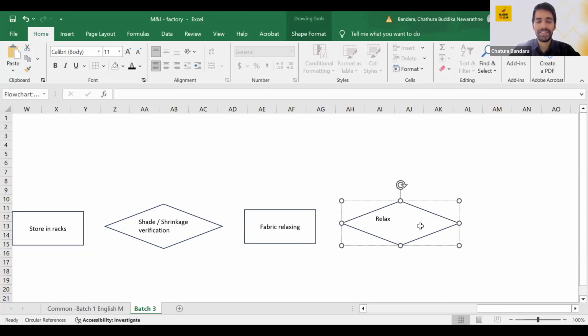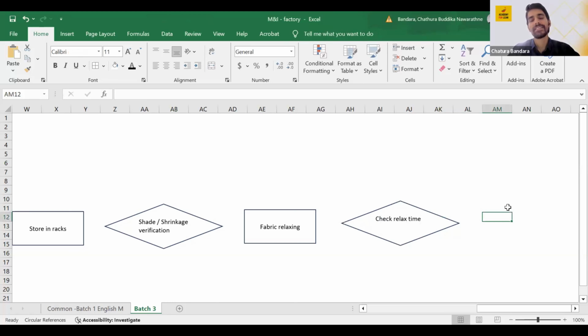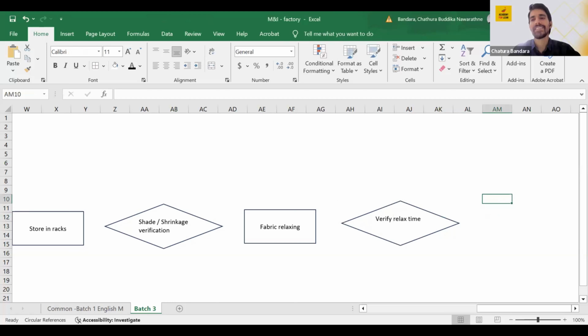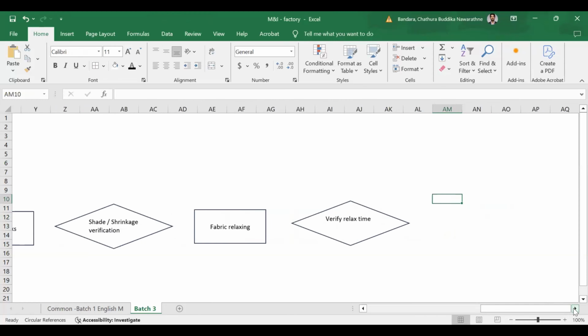What do you think, tell me. Relax time. Let me check relax time. Is this correct? Or verify relax time of the fabric? Okay. Right. What next? Then issue to the cutting department for the cutting.